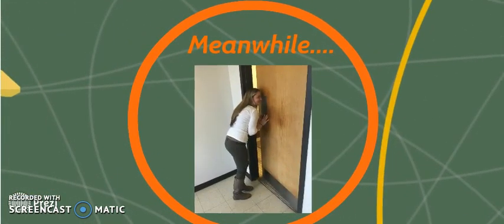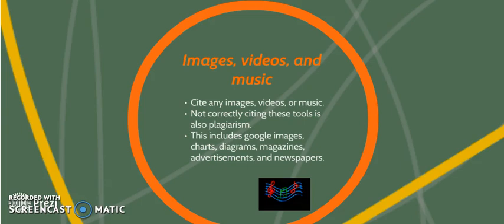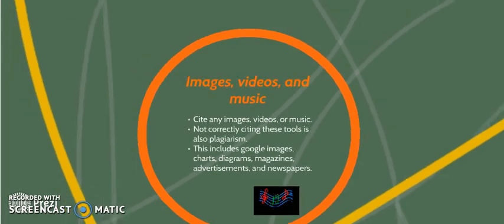Meanwhile, students may overhear acts of plagiarism. This should be reported. What about images, videos, and music? It is important to note that you must also cite any images, videos, or music you may use in your work. Not correctly citing these tools is also known as plagiarism. This also includes Google Images, charts, diagrams, magazines, advertisements, and newspapers.